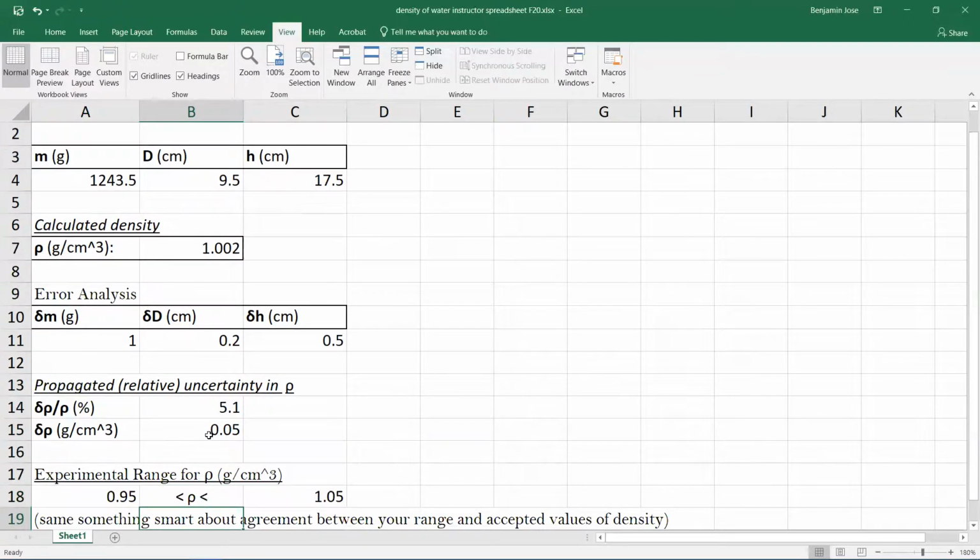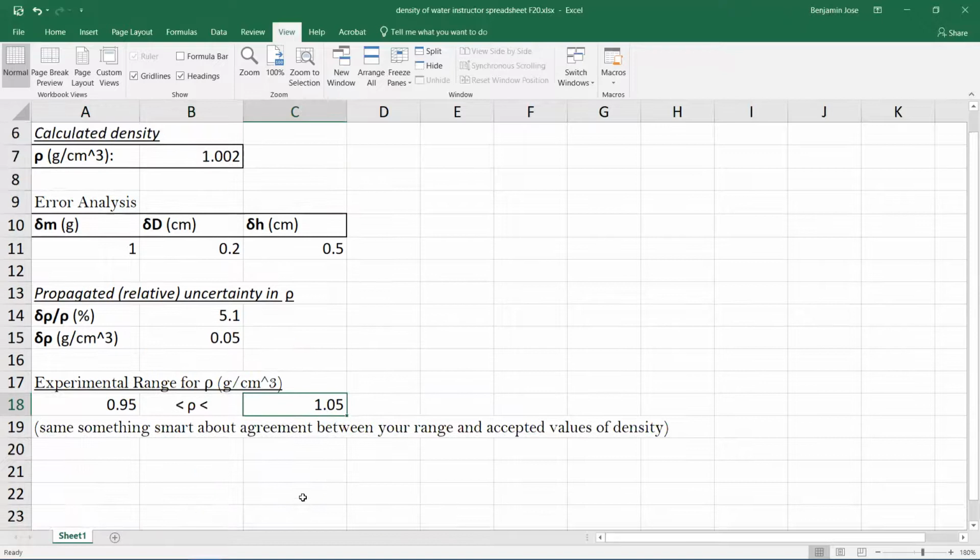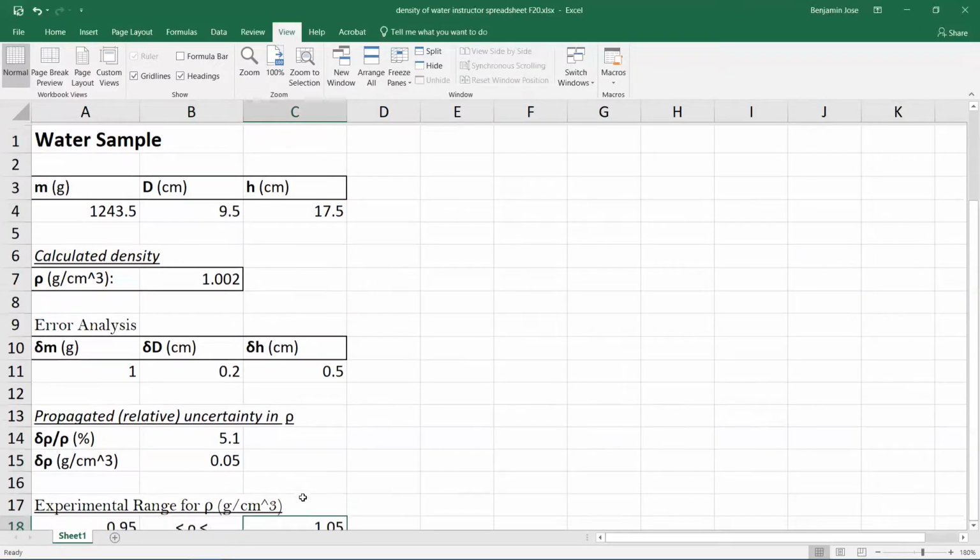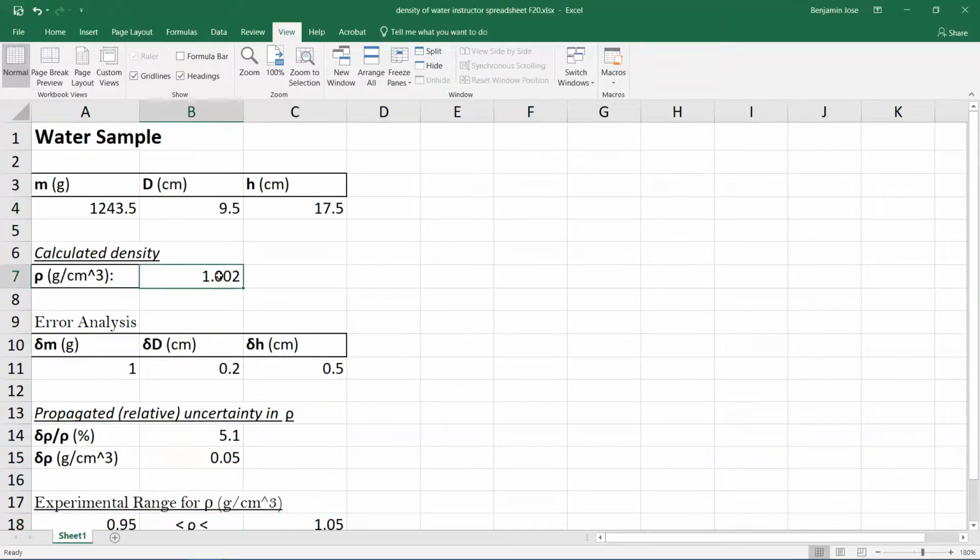And then lastly, you might as well state it as a range here. So there's no formula here. That's just text, less than rho, less than. Here is where I said, okay, equals, and you take your best value for rho and subtract the uncertainty. And then here you take your best value for rho and you add your uncertainty. So I think it's kind of surprising that the number I got was so close to the expected value.